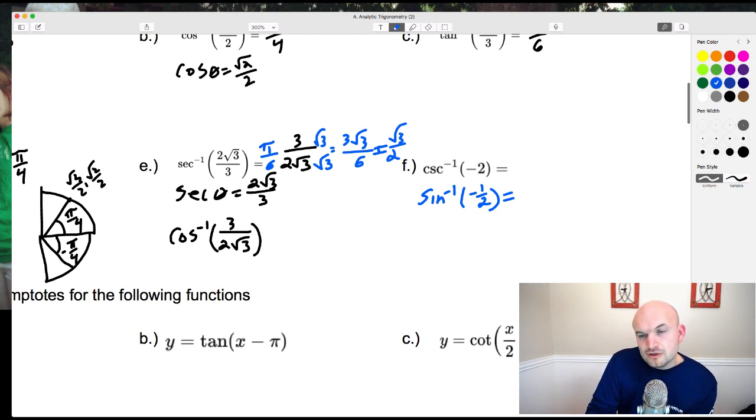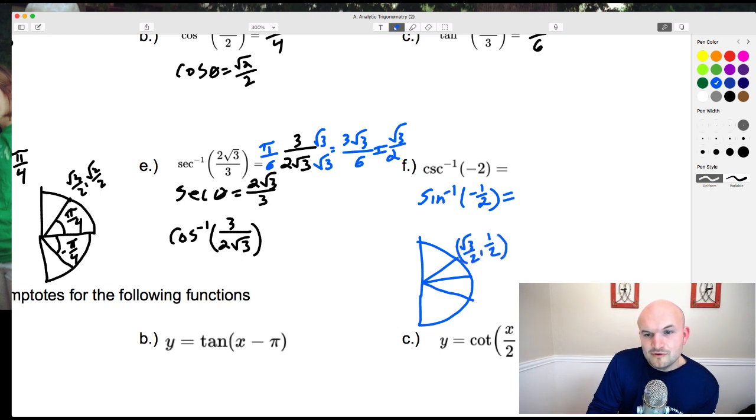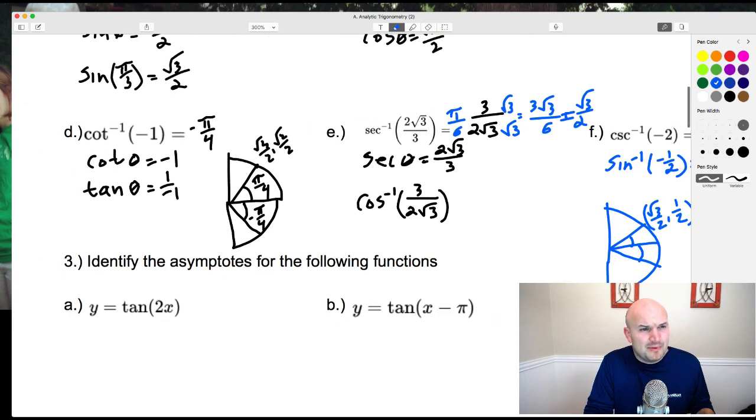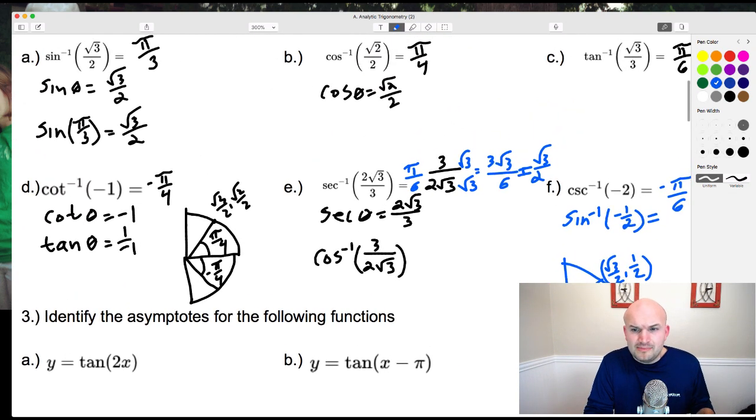But again, the restrictions of sine mean that it has to be in the first or the fourth quadrant. So if sine of pi over 6 is square root of 3 over 2 comma 1/2, if I want to get to -1/2, then instead of going up pi over 6, I'm just going to go down pi over 6. So this answer is negative pi over 6. And again, that is following the domain restrictions for sine.